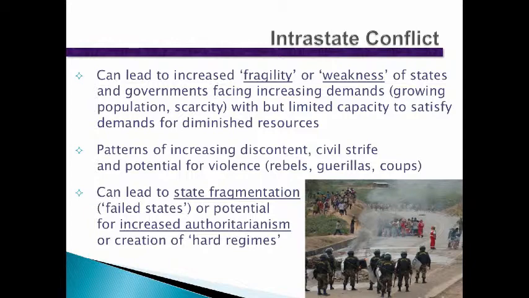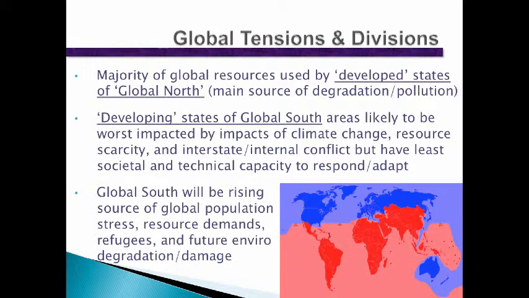But more broadly, beyond just international conflict and interstate conflict, there are also global tensions that many scholars have looked at that are related to environmental damage and degradation, or increasing resource scarcity. And so what we've seen is the rise of tensions between these developed states of the global north and the developing states of the global south. And some of these tensions surround the fact that the majority of the global resources right now are being used by some of these wealthiest developed states of the global north. And these states also tend to be one of the main sources of environmental degradation and pollution as well.